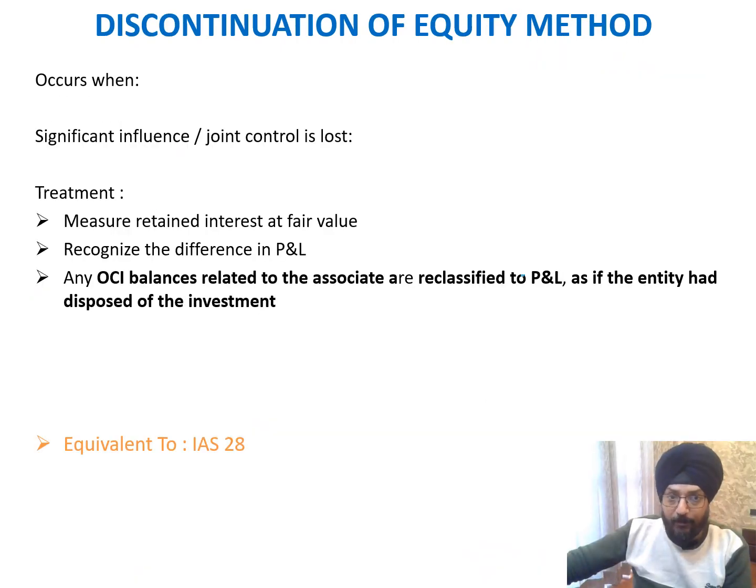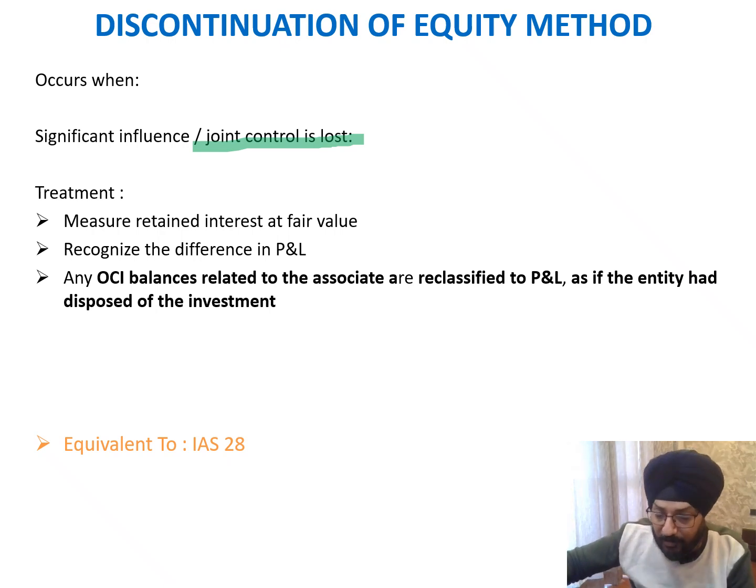Okay, now we'll talk about what will happen if there is a discontinuation of the equity method. First of all, we need to understand why this discontinuation arises. Discontinuation occurs when the significant influence or the joint control is lost, which means that it is a plain investment for the entity. It is no longer treated as an investment in the associate. So in which case, what will happen?